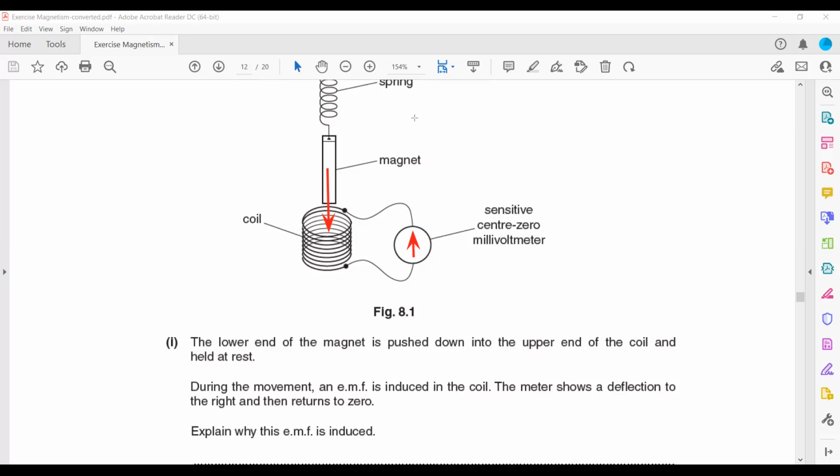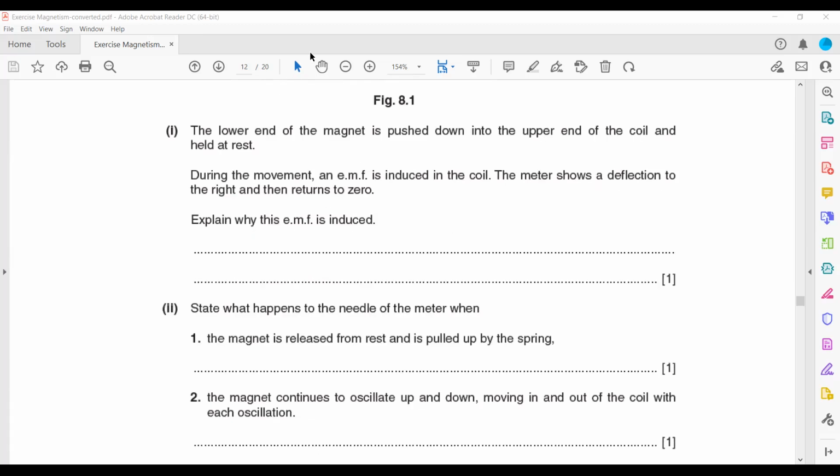So what is the reason why the EMF is induced? So when we move the magnet downward, there is a change in the magnetic field.